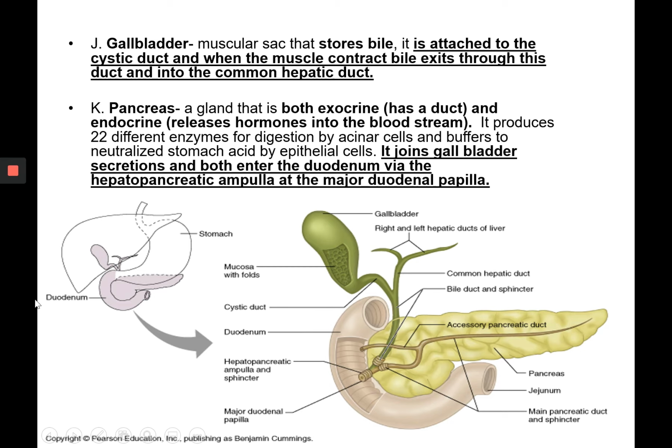The gallbladder is a muscular sac. We saw it in the last couple of slides. It stores the bile that the liver produces. It is attached via the cystic duct to the common bile duct, and through there it's able to secrete bile through that duct into the duodenum. The pancreas has both exocrine and endocrine functions. It's important to know that it has both, and also that the endocrine cells are called pancreatic islets, and the exocrine cells of the pancreas are called acinar cells.